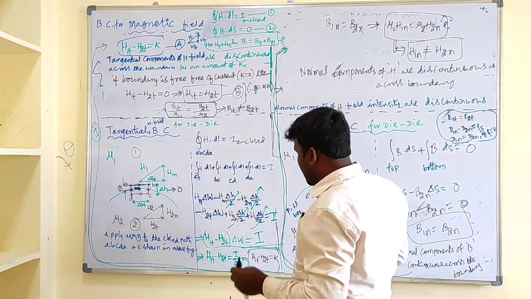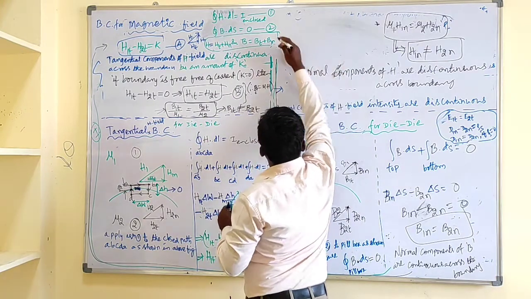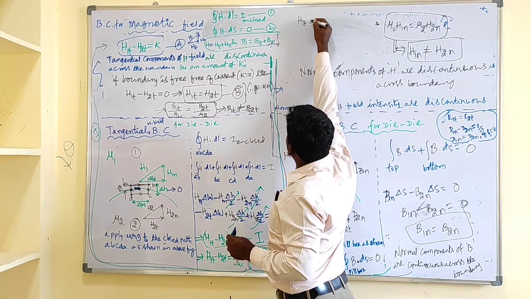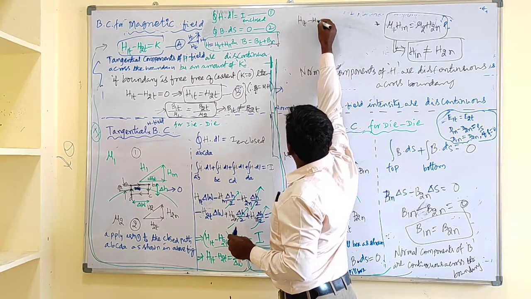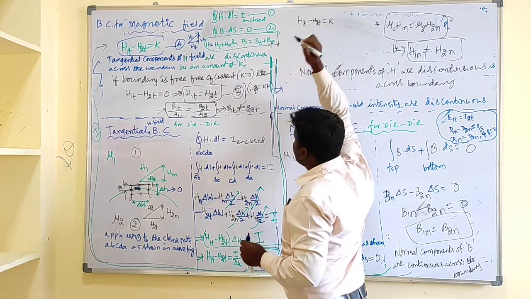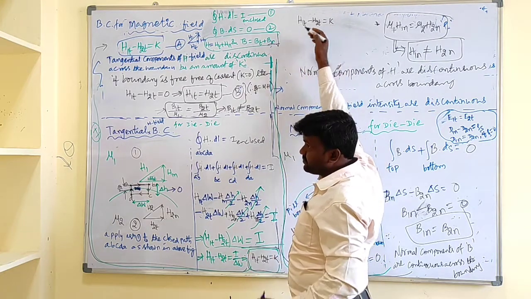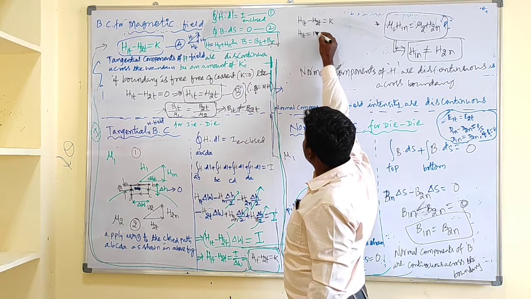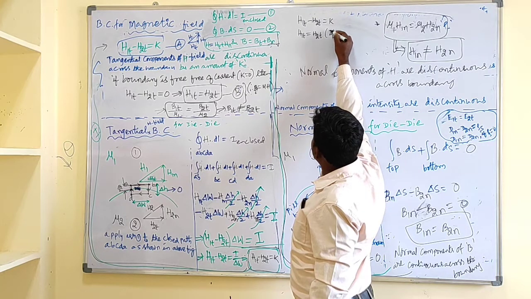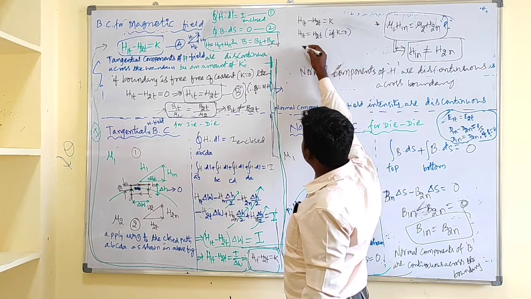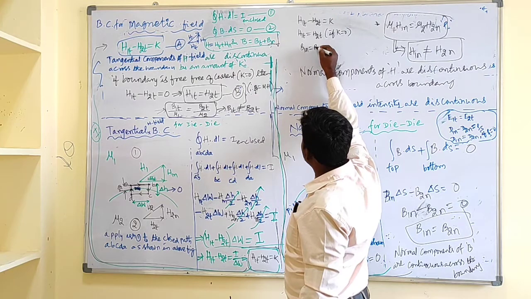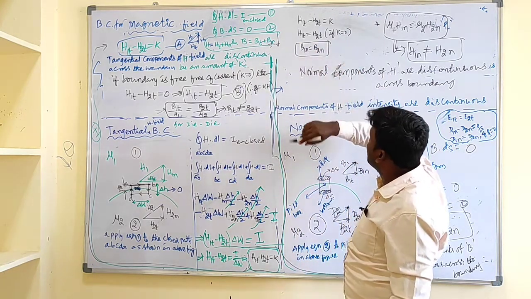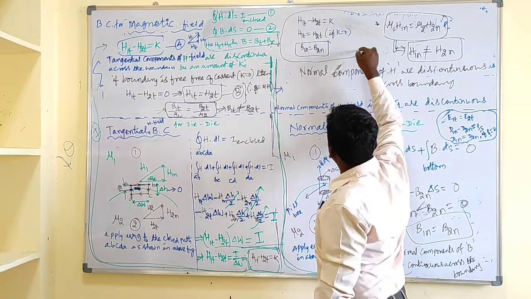Now we can conclude, or we can write all the boundary conditions for the magnetic field in one place: H1t minus H2t equals K if there exists a surface current, and H1t equals H2t if K equals 0, that is, if the boundary is free of current. And B1n equals B2n is always true; there is no requirement of a special condition. These are the boundary conditions for the magnetic field.